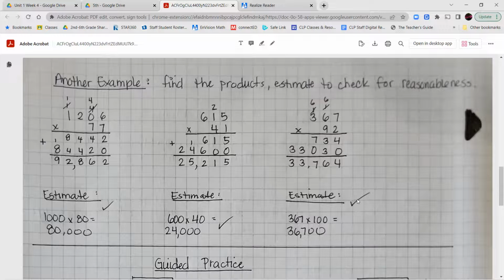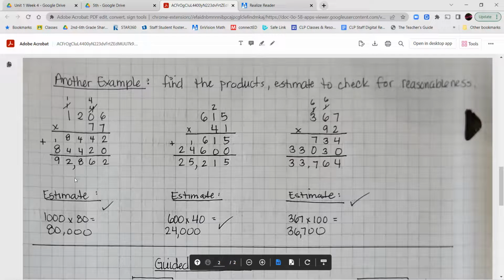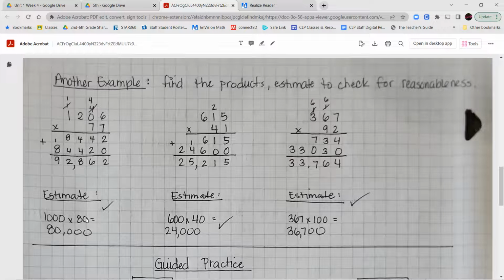Our next examples ask us to find the product and estimate to check for reasonableness. So 1,206 times 77, I estimated that to be 1,000 times 80, and that gave me 80,000. And then I began multiplying. 1,206 times 77 gave me a product of 92,862, which is close to my estimate of 80,000.